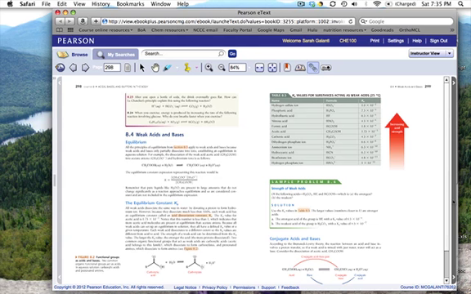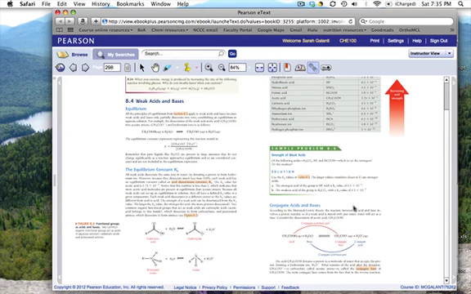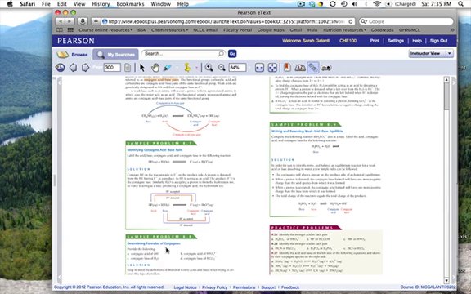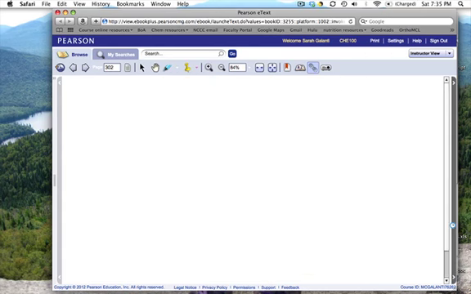Section 8.4, weak acids and bases. I don't ask you anything about Ka. I do, however, ask you a question about conjugate acids and bases. You should, given an equation, be able to identify the acid, the base, the conjugate acid, and the conjugate base. So do some problems practicing that. Here's a sample problem here, some sample problems here, and some practice problems here that all help you to identify conjugate acid-base pairs. Those are good practice.